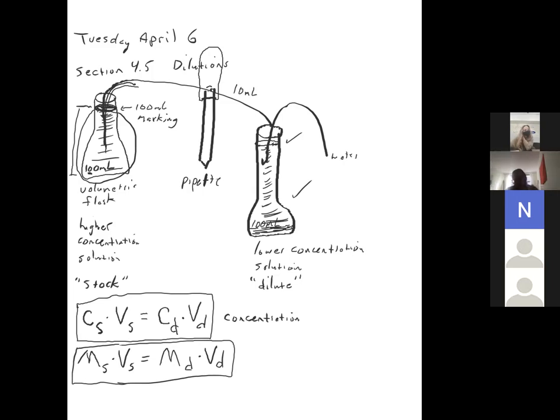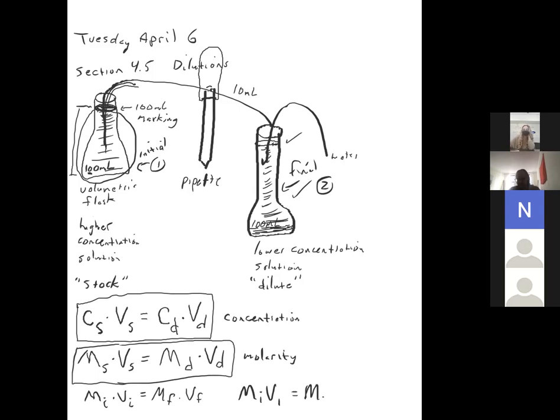But if you're using molarity, we just might go ahead and put M in there for molarity. It's also common to, instead of writing S for stock and D for dilute, just say initial and final, right? The initial situation is over here, and then your final situation is over there. The dilute solution is the final. So you could also write it as M initial times V initial equals M final times V final. And even one more, we might do 1, 2. We might just use numbers. 1 would be the initial and 2 would be the final. So you might also see it this way: M1 times V1 equals M2 times V2. And it doesn't really matter what notation you want to use.